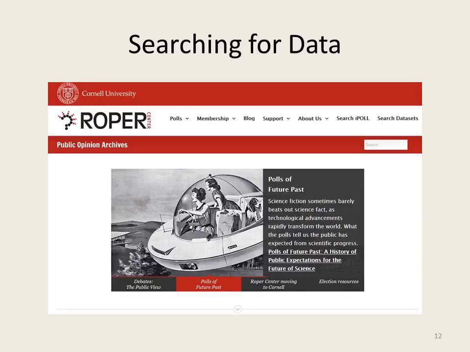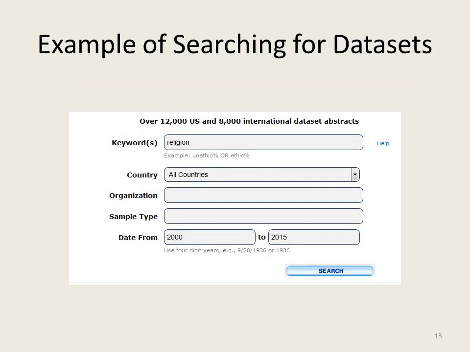What if you wanted to search for data sets? This is the Roper homepage again, and you would click on Search Datasets in the upper right. This is an example of how you would search for data sets. It's similar to the iPoll search screen. Again, we filled in religion in the keyword box, and we restricted our search for surveys from 2000 to 2015. This time it will search for the word religion in the surveys in the Roper archive.